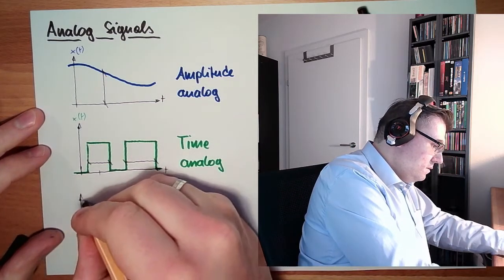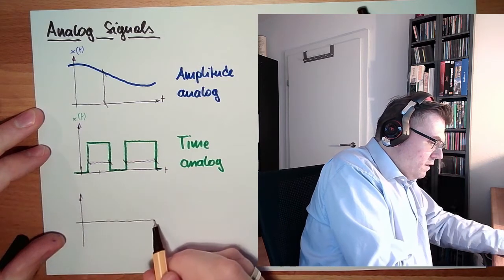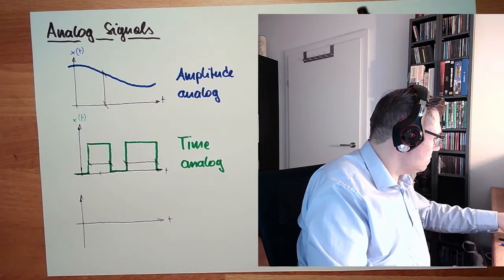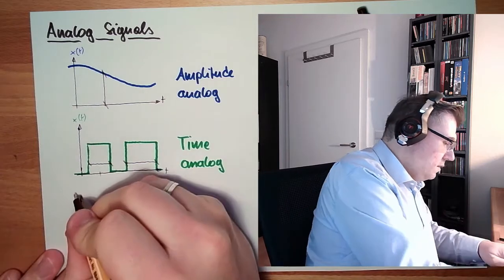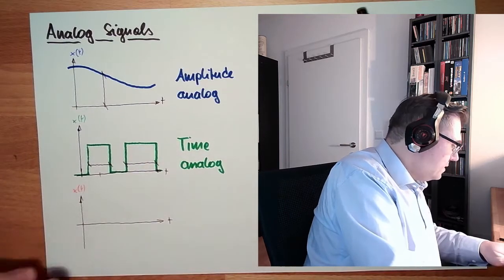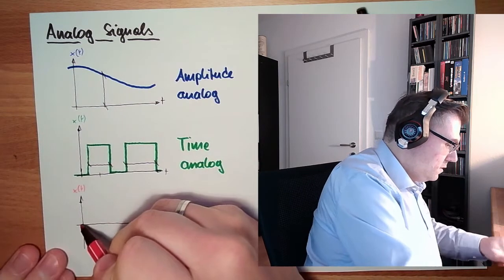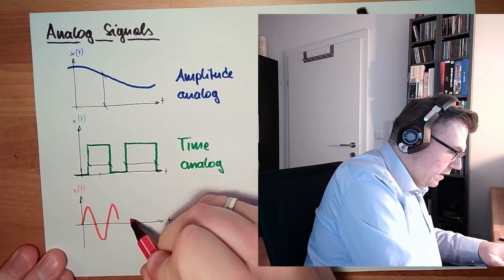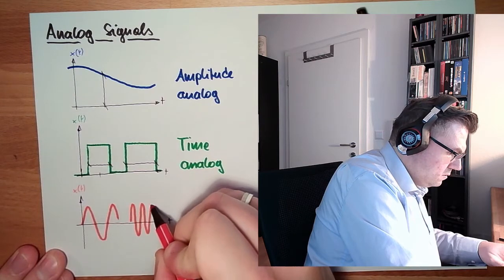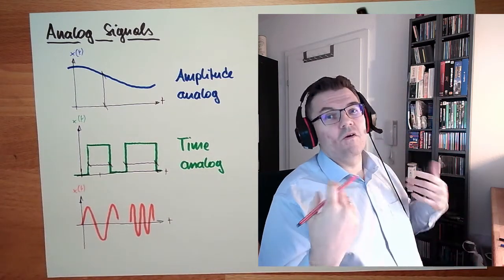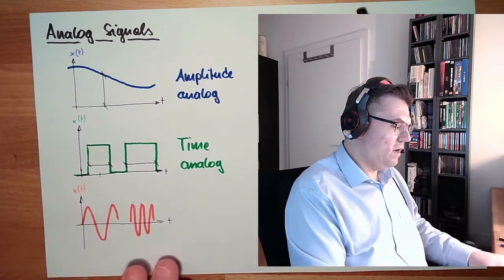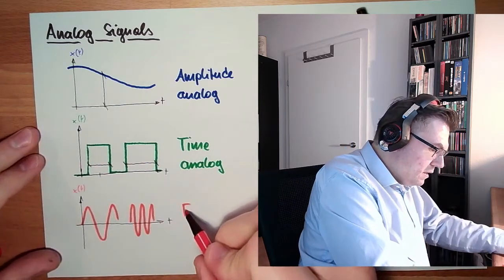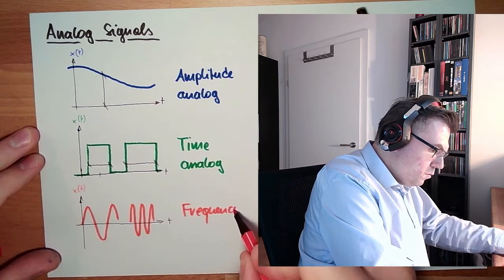And then there is another possibility. This time, x from t looks like this. It's swinging. Either slower, or at another point in time, maybe faster. What is analog to the signal is here the frequency. The higher the frequency, the higher the value. Okay, this is frequency. Analog.